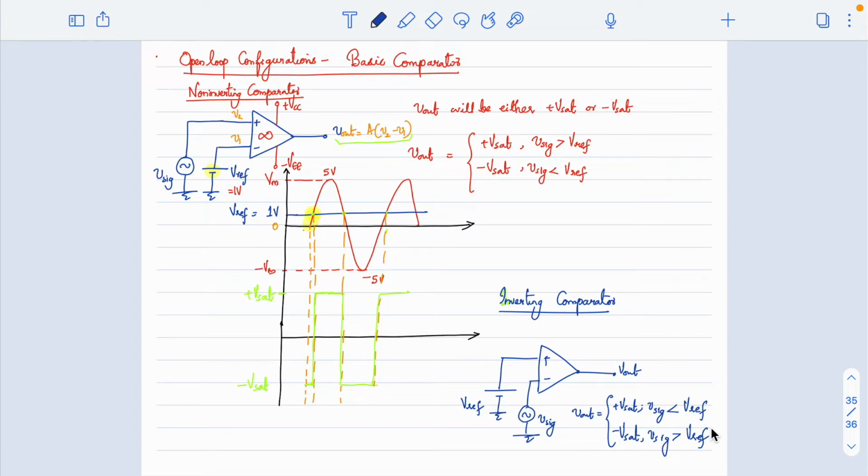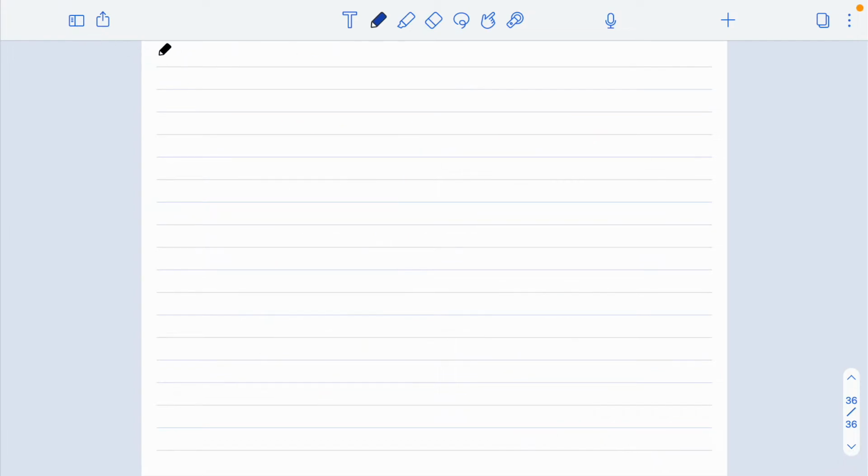In both the non-inverting comparator as well as the inverting comparator, you can try out by taking a reference voltage as positive or negative, and you can try getting the output of that. Now we discussed both inverting and non-inverting comparators with a reference connected. Another simple circuit we can get is called a zero crossing detector.